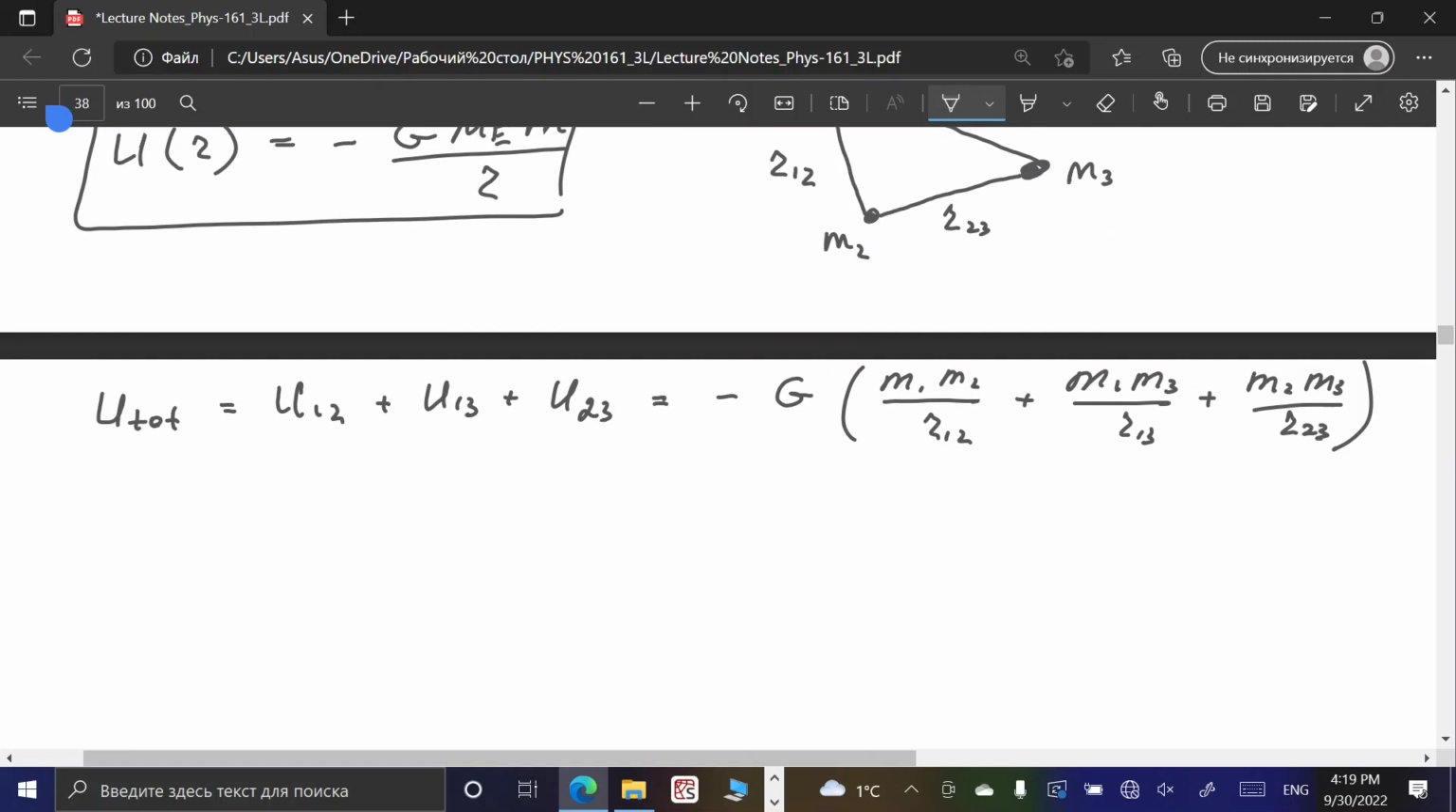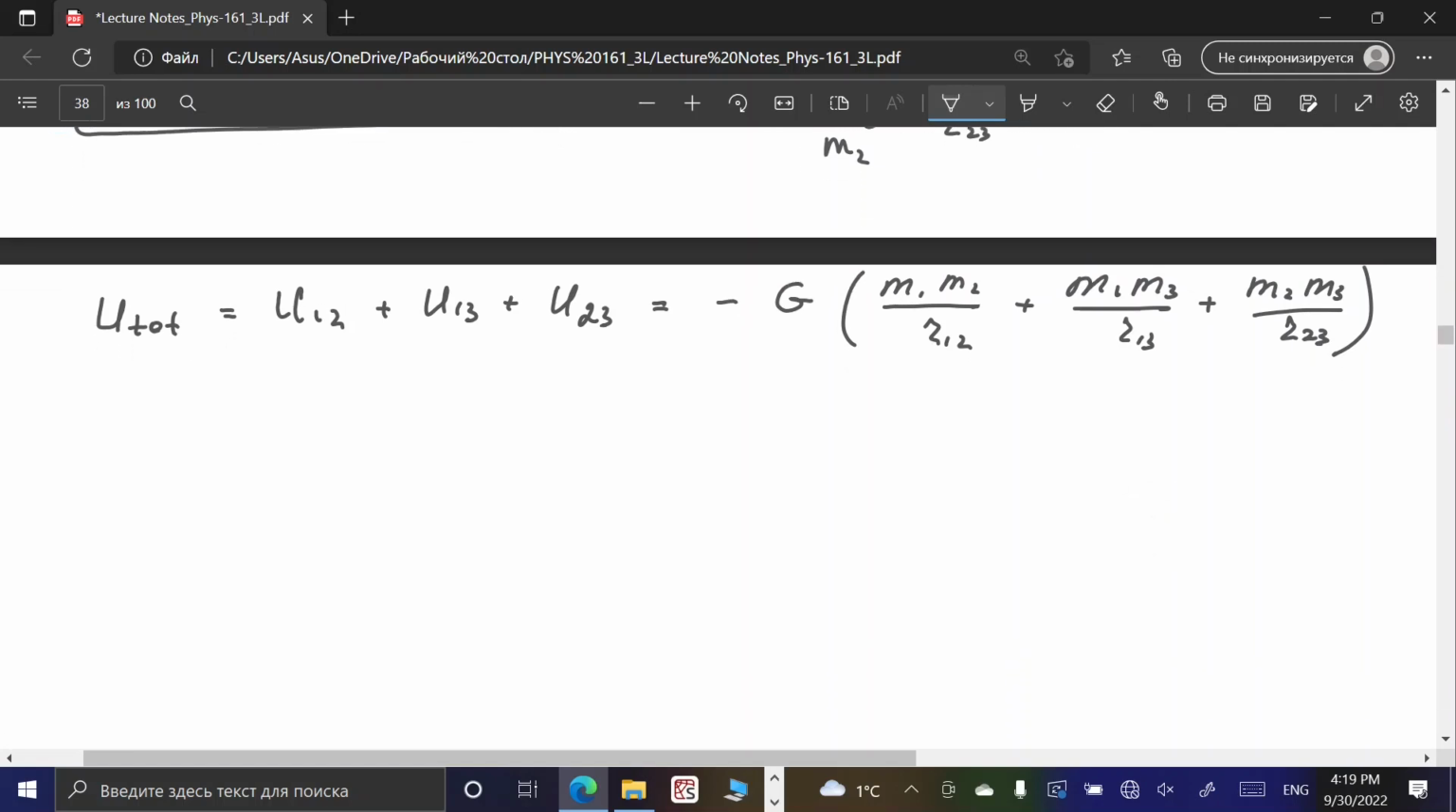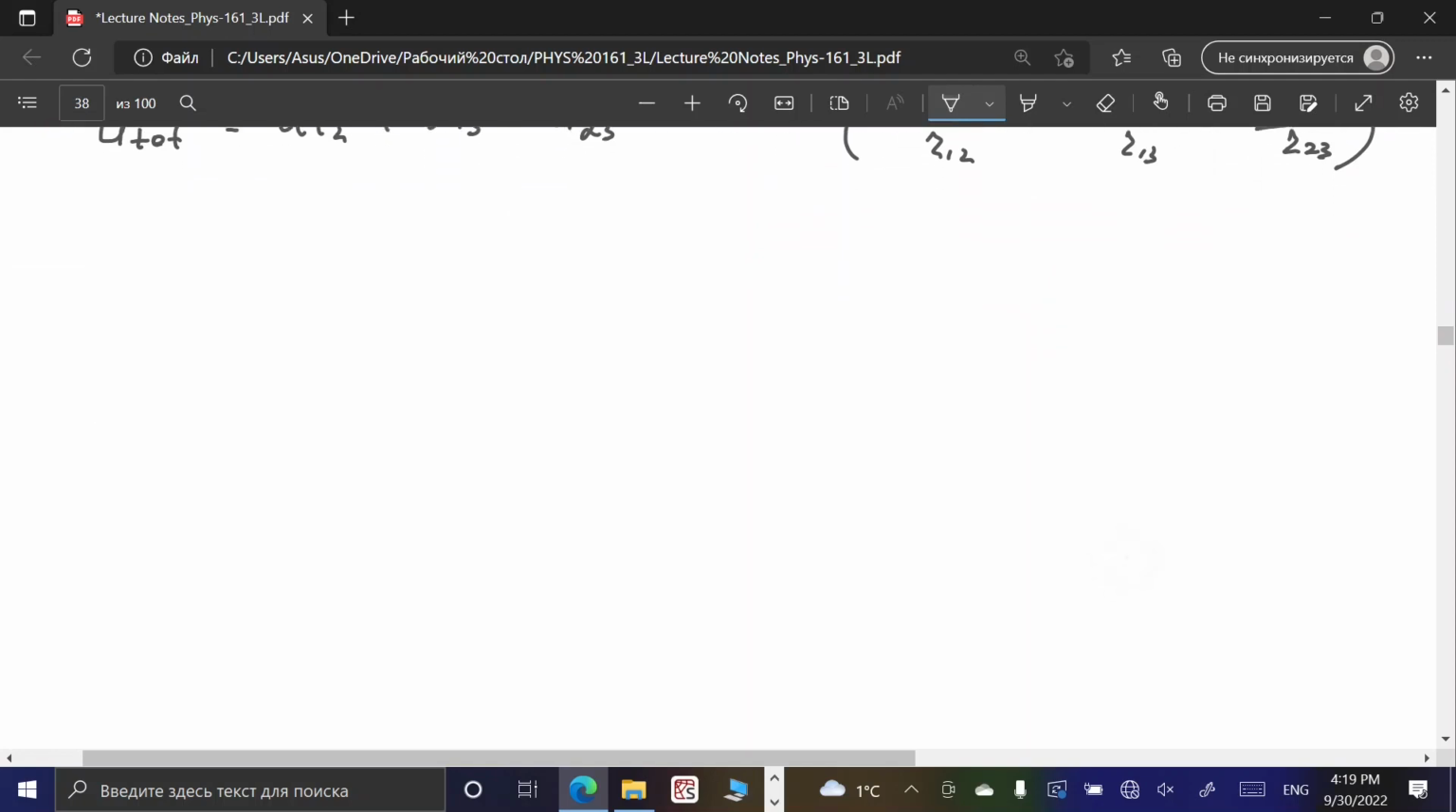So that is the way you approach systems of bodies which exceed just 2 bodies. So if there are 3 or more.